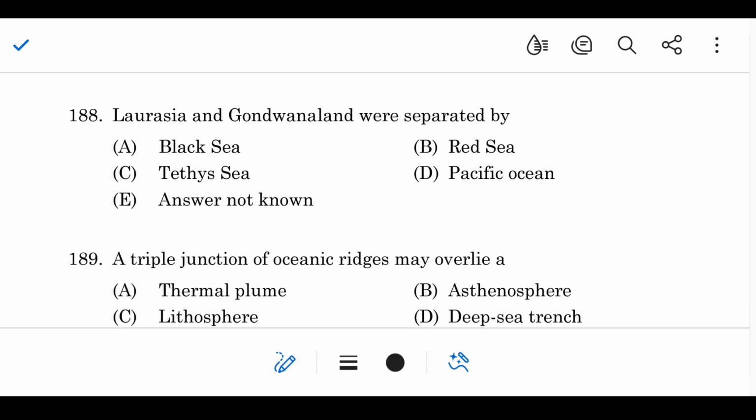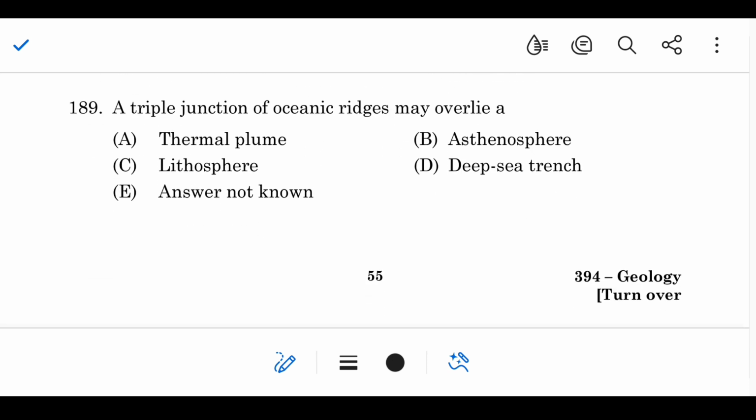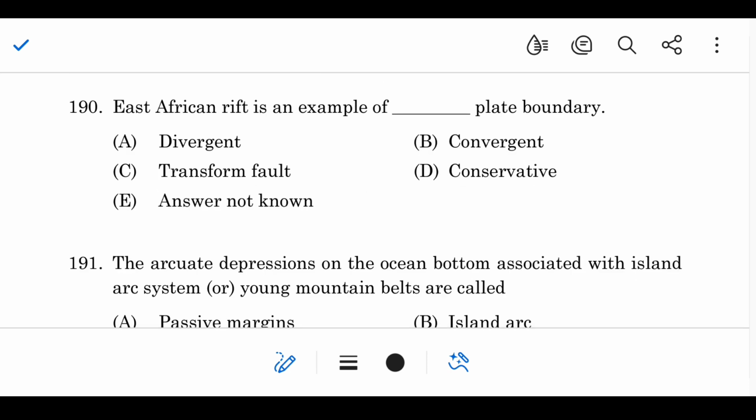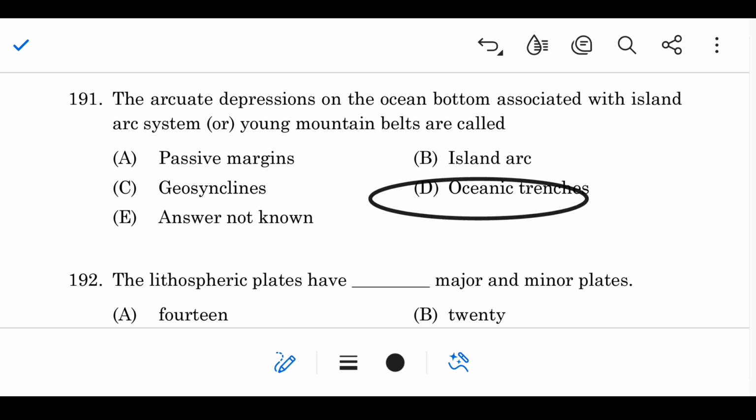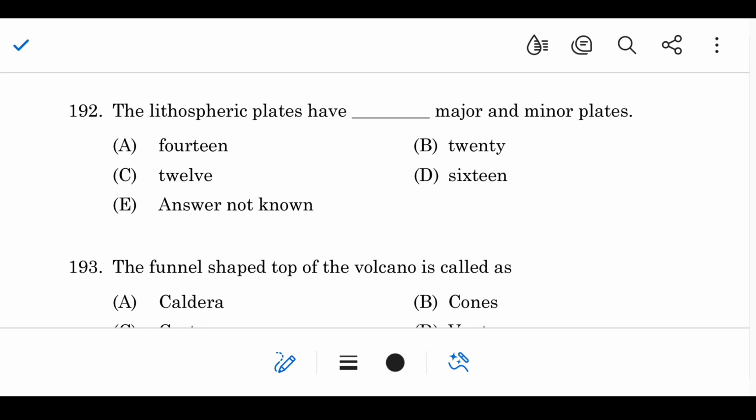Laurasia and Gondwana were separated by the Tethys Sea. A triple junction of ocean ridges may overlie a thermal plume. The East African rift is an example of a transform fault. The arcuate depression on the ocean bottom associated with an island arc system or young mountain belt is called an oceanic trench. The lithospheric plate has 12 major and minor plates in total.